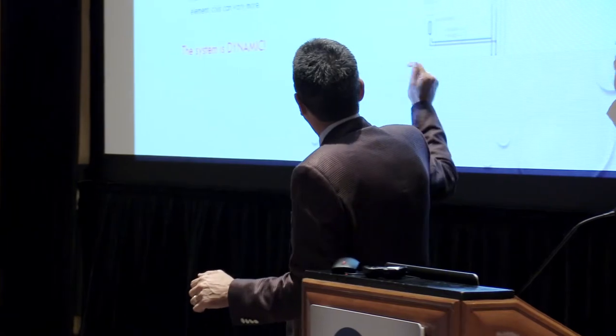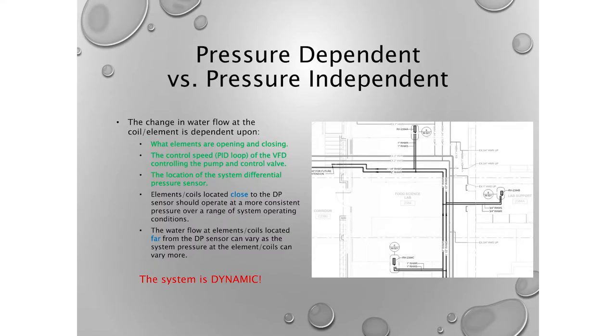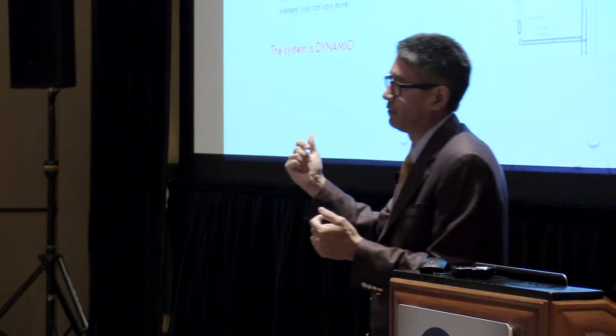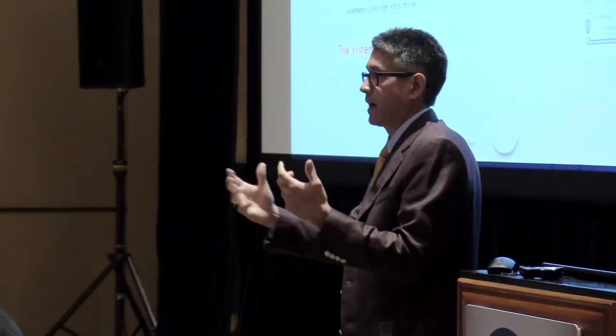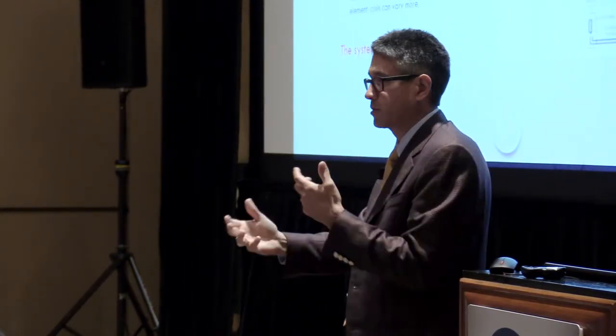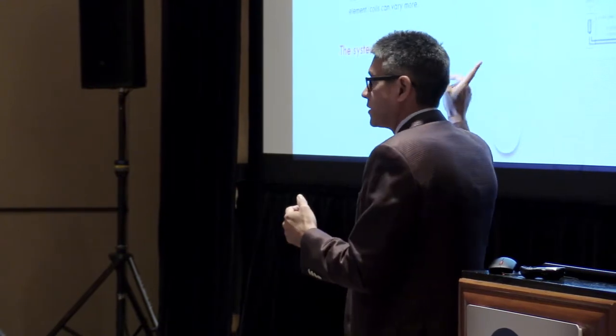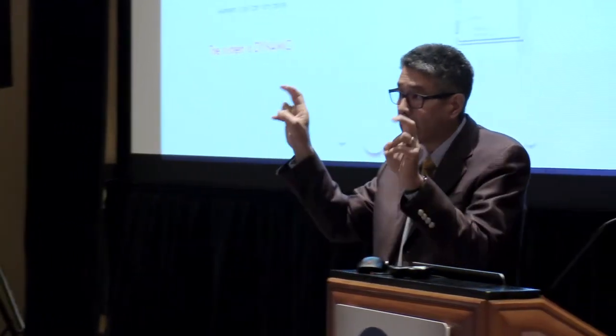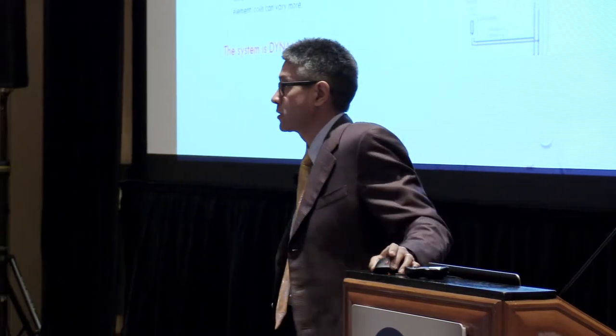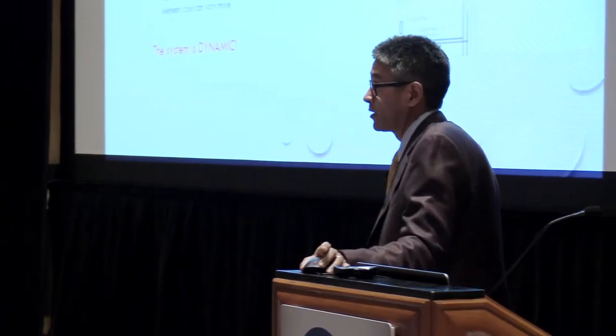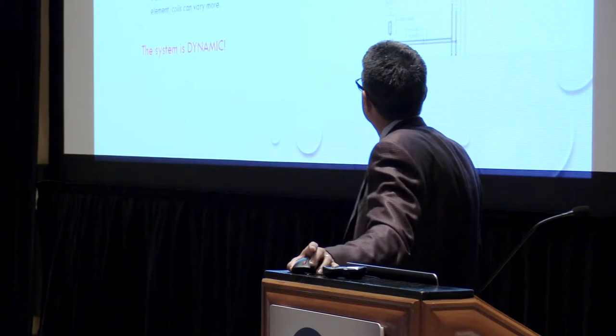That's what I was just saying right there. Depending on where your device is, where your DP sensor is, the control speed, the PID loop of that VFD, how fast that pump's responding, how fast the control valve's responding, you can see a change in water flow at that control valve as the system's changing, and it's dynamic. So as things are opening and closing, pumps going up, going down, you're not guaranteed to get water flow or design water flow at that valve. Does that make sense? Anybody disagree with that? I like that.